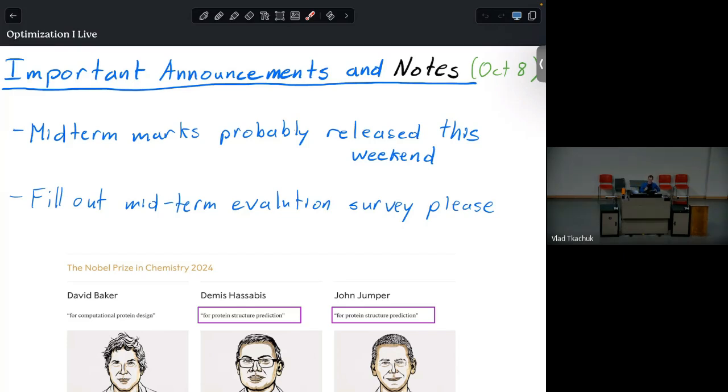So I guess the most interesting thing to everyone is to know what details I have about the midterm. I've handed off the Scantron thing to get marked, so that'll probably come back to me today or tomorrow. I'll release marks probably tomorrow or this weekend. That's the plan.